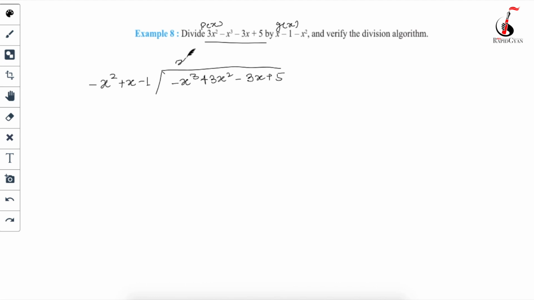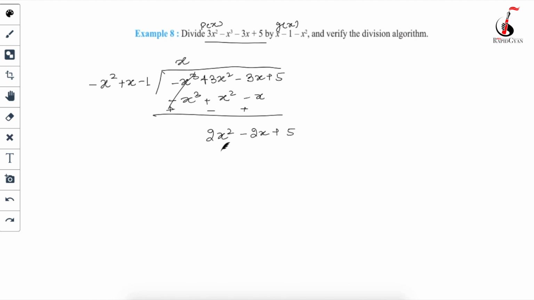In order to divide this, first you divide minus x cube by minus x square, which gives x. So this will give you minus x cube, then x multiplied by x is x square, and x multiplied by minus 1 is minus x, correct? So this is plus, this is minus, this is plus, this will be cancelled out. 3x square minus x square is 2x square. Then minus 3x plus x is minus 2x, plus 5.